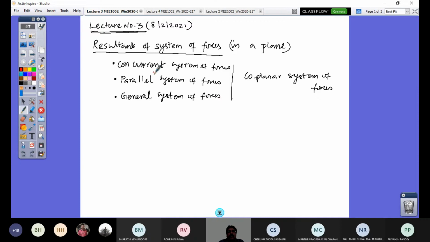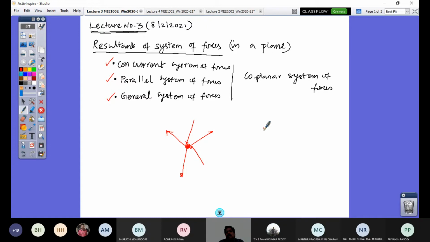That system of forces can be classified into three groups. One is called the concurrent system of forces, another is the parallel system of forces, and third is the general system of forces. So the word itself defines what the system of forces looks like. Concurrent system of forces means a number of forces acting on a body pass through a common point. If this is the point in a body, all the forces act along or towards the point, so the lines of action of all the forces meet at a point called the concurrent point. This is what is called the concurrent system of forces.